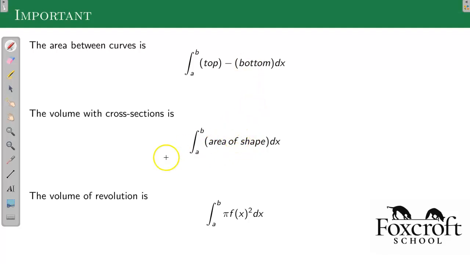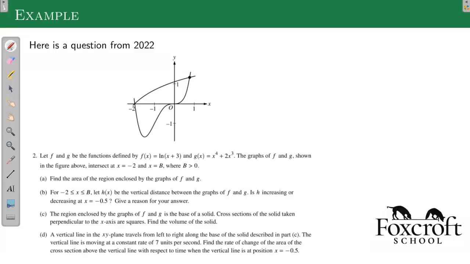And the volumes of revolution, remember that's basically creating a bunch of circles, so it's pi r squared, and the radius is your function. Or it could be a little bit different. Draw a picture, figure out what your radius is. But if you know those three things, those are going to be helpful.